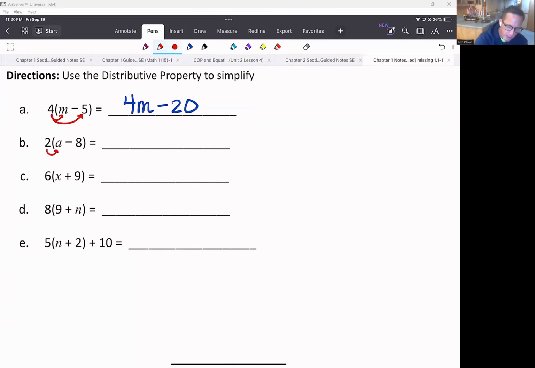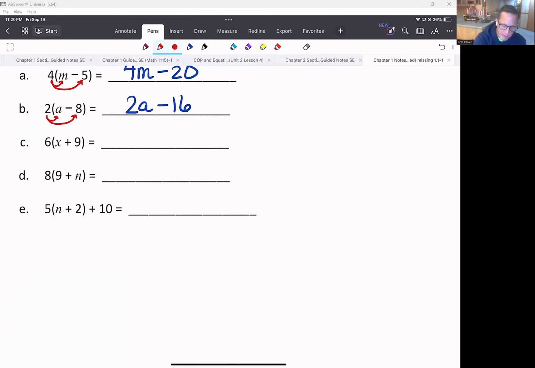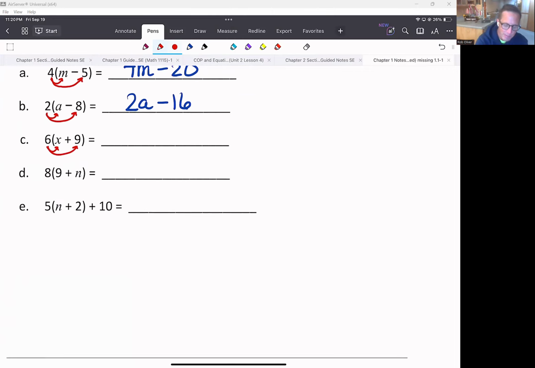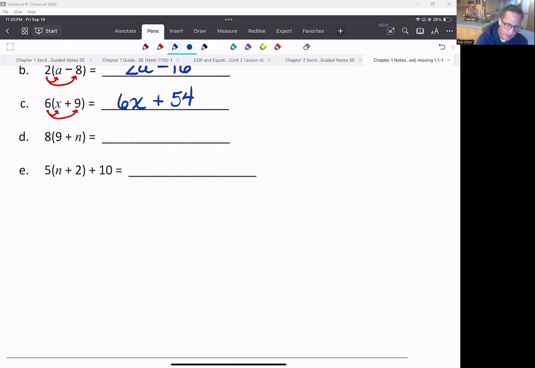All right, we're going to do 2 times a, 2 times 8. So 2 times a is 2a. 2 times 8 is 16. All right, kind of going through these. If you want to try these on your own, just pause the video and skip ahead, because I bet you get this. All right, 6 times x is 6x, plus 6 times 9 is 54. All right, 8 times 9, 8 times n. 8 times 9 is 72. Okay, they're using the same color here. 8 times n is 8n.